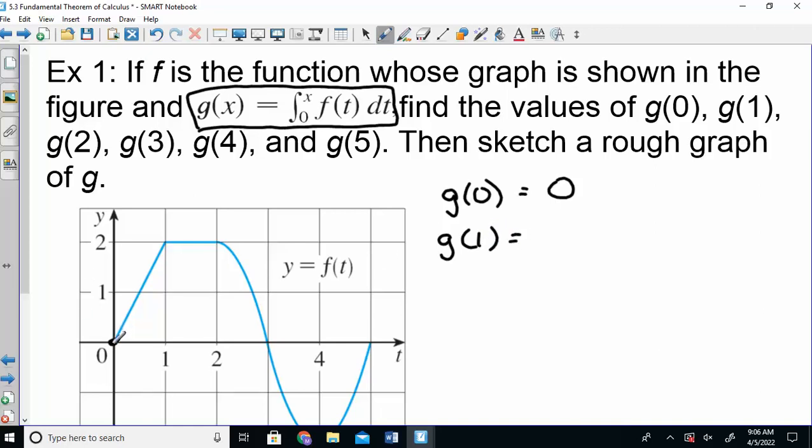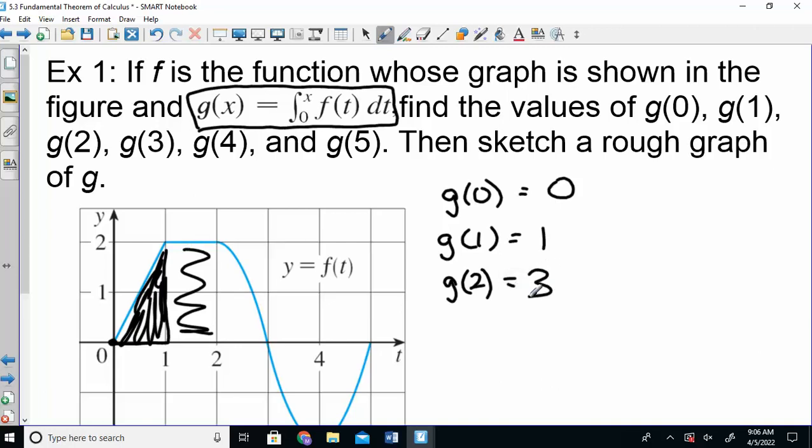G of 1. That means I started at 0 and I ended at 1. So if I had to estimate this area right here, what would that be, you think? Each box is 1, right? We took this little piece, flipped it down, it's just about 1 full box. So G of 2, what we're doing is we're adding in this part. We knew we already had 1. How many more boxes did I add? 2, so we're up to 3 total.